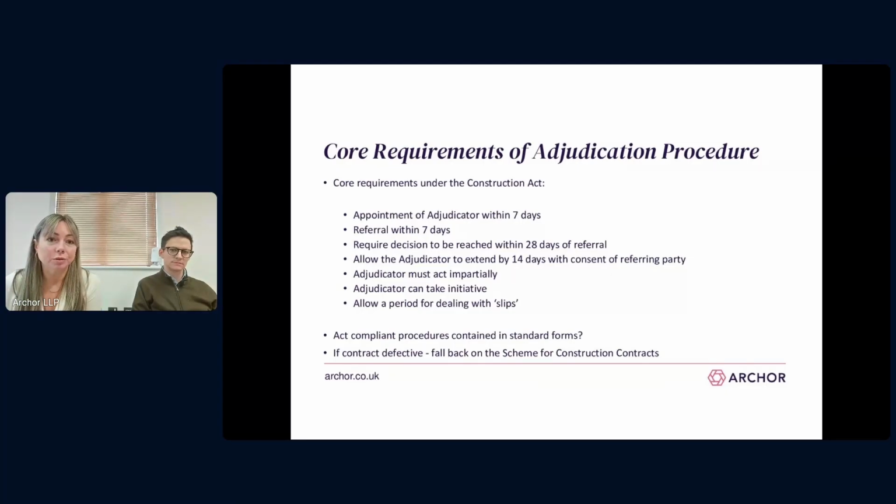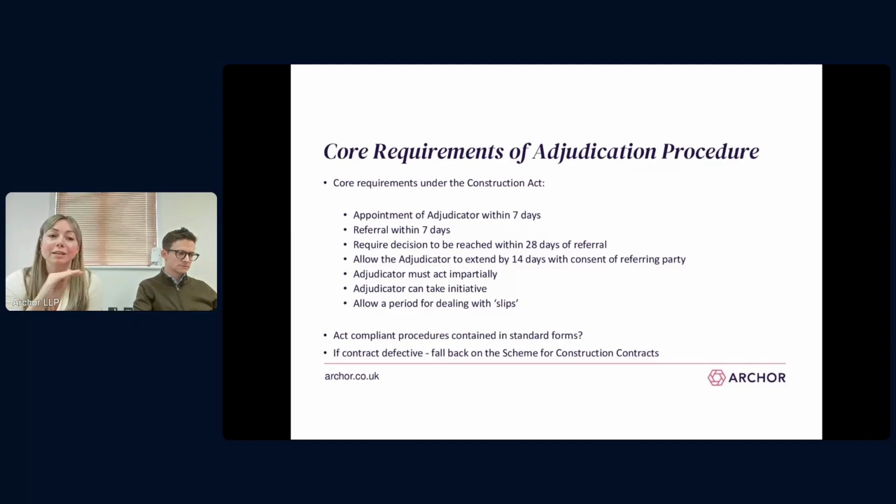So the standard forms have adjudication procedures that are compliant with the Construction Act. As I've already mentioned, JCT forms of contract rely on the scheme for construction contracts to set out the adjudication procedure. If, however, you have a construction contract whereby the adjudication provisions are defective, then Part 1 of the scheme will apply wholesale. Now, what I mean by this is that the scheme won't fill in the parts that are non-compliant. The whole of Part 1 of the scheme will apply and replace whatever process is in the contract for adjudication, whether parts of it are compliant or not.